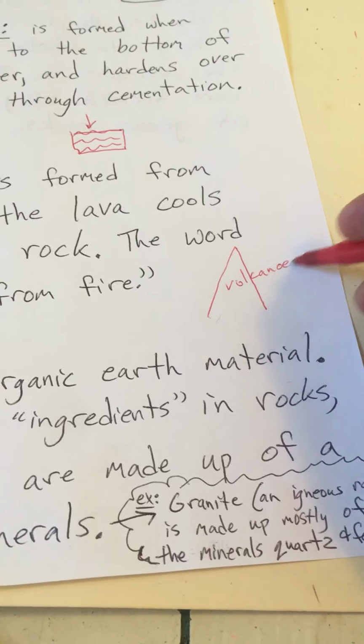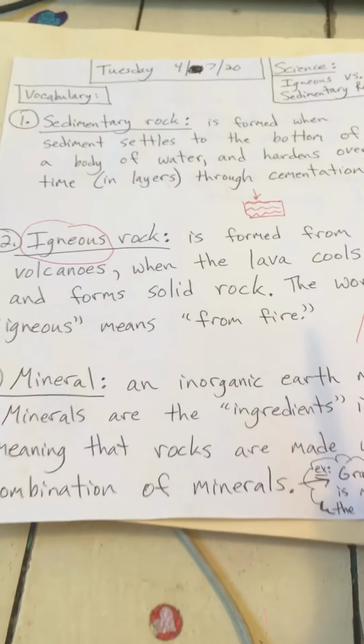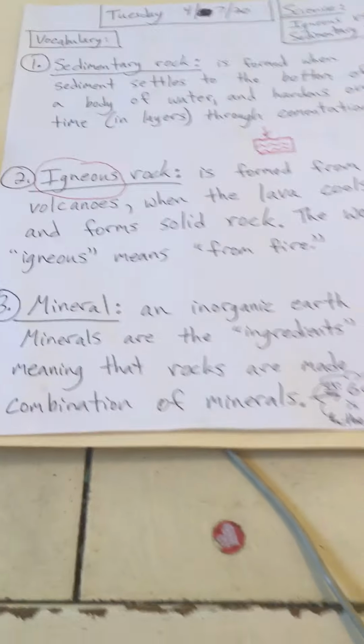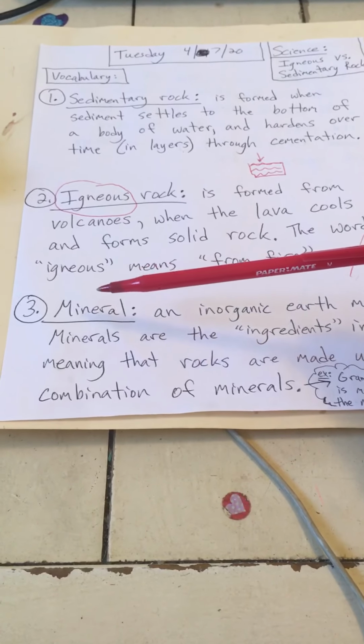Okay? So igneous, think ignite, fire, right? So they are formed from lava in the inside of a volcano. And I'll show you how that works in a minute. But there's one more vocabulary word that we need to talk about so that you can really understand what I mean when I explain that.